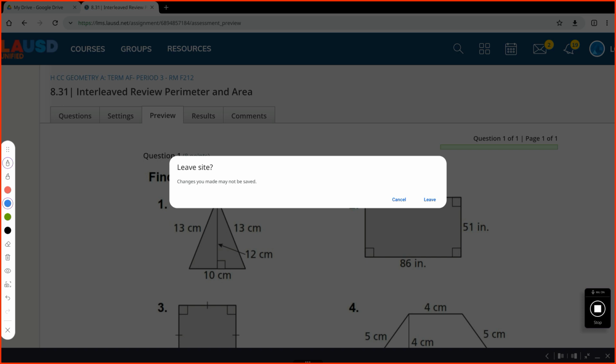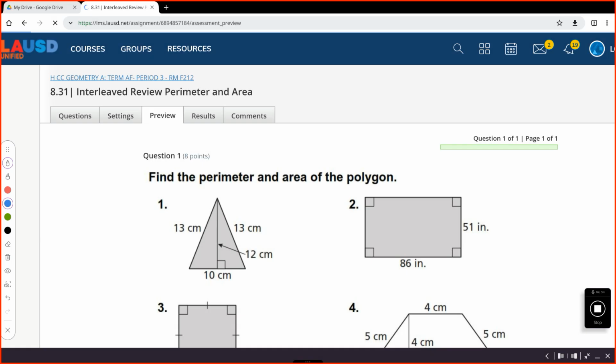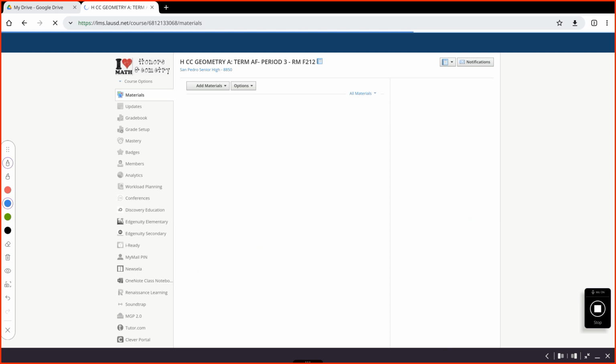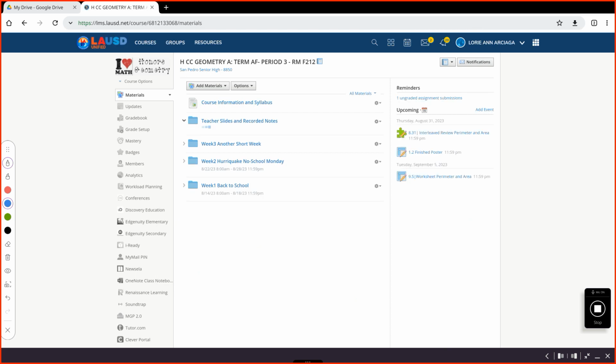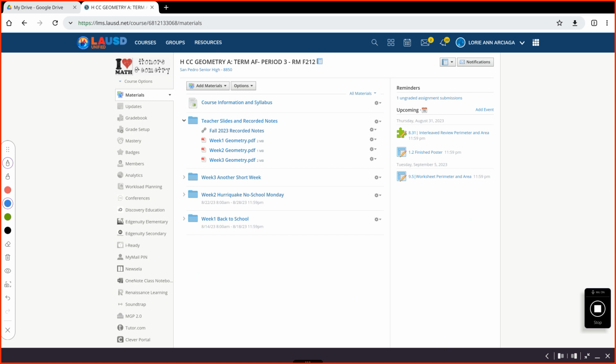Now, for those who are new also, the best way to catch up, although you will be excused from the days you were not here for, if you see this folder, teacher slides and recorded notes, I have everything from week 1, okay? So if you want to figure out what they have finished already, so you can catch up on that, everything is in here. I just started recording though recently, because of the switching in and out of students.